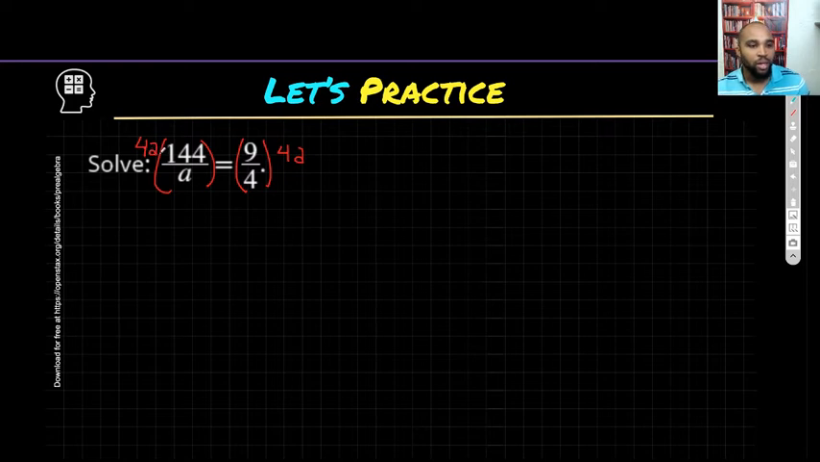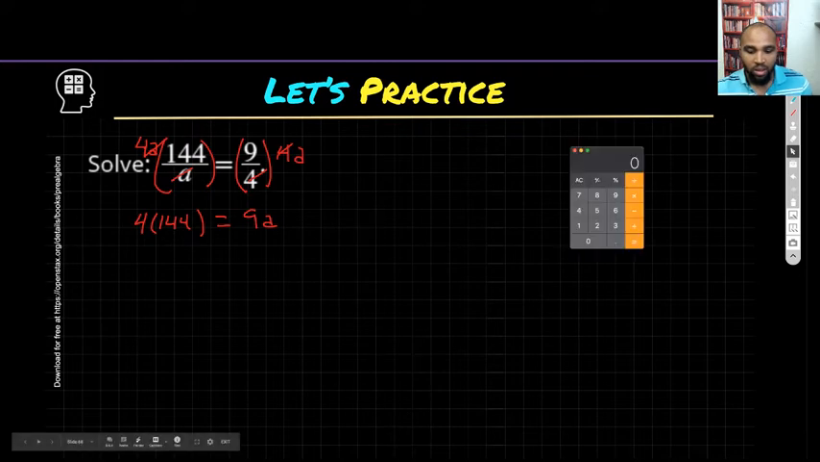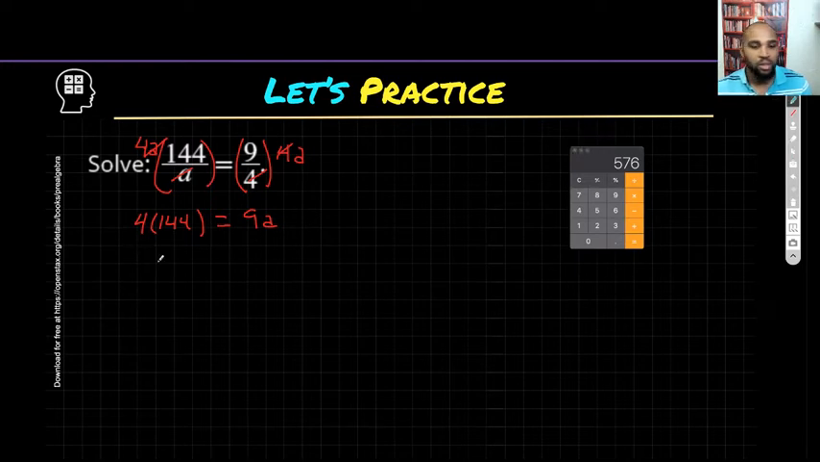So 4a times all of this, these a's are going to cross out, leaving me 4 times 144. And these 4's are going to cross out here, leaving me with 9a. So now I use my calculator to do 144 times 4, and that's 576 equals 9a. Now we divide both sides by 9, and we get 64. So a equals 64.